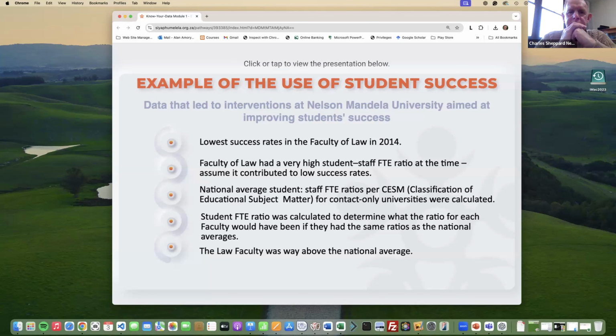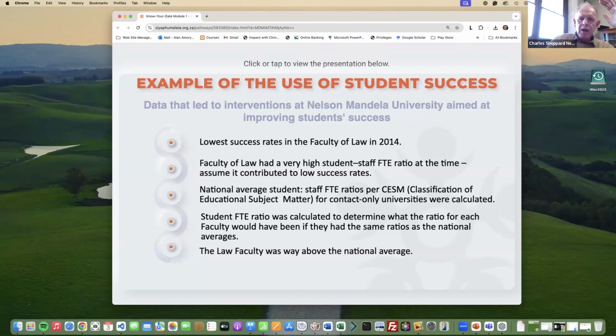So what I did is I worked out a national average student-staff FTE ratio per SESM, the classification of educational subject matter, for contact-only universities, because we're mainly a contact university. We've got like 20 distance students in one master's program. And the student-staff FTE ratio was calculated to determine what the ratio for each faculty would have been if they had the same ratios as the national averages.